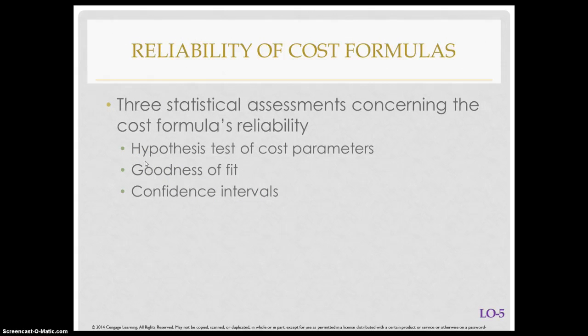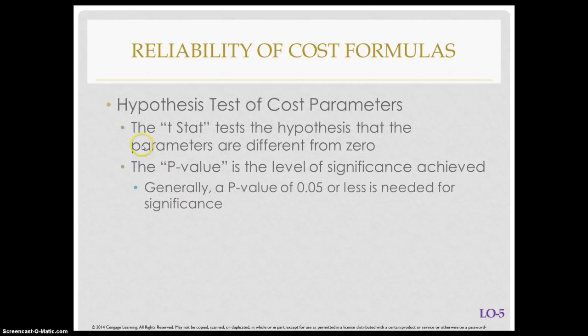So there's three statistical assessments concerning the cost formula's reliability. We have the hypothesis test of cost parameters, the goodness of fit, and the confidence intervals. The hypothesis test of cost parameters uses the t-stat test, and tests the hypothesis that the parameters are different from zero. The p-value is the level of significance achieved. Generally, a p-value of 0.05 or less is needed for significance. Otherwise, our information is statistically insignificant. We can't rely on it.